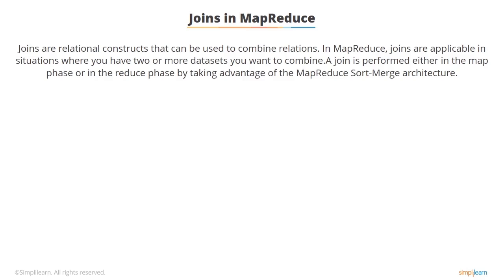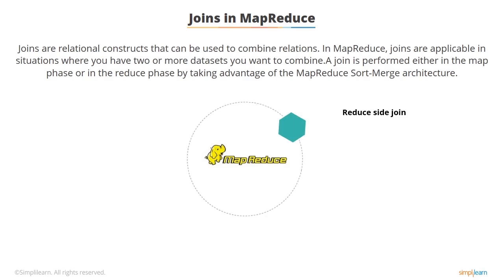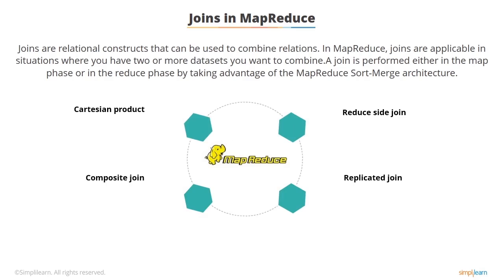Joins are relational constructs that can be used to combine relations. In MapReduce, joins are applicable in situations where you have two or more datasets you want to combine. A join is performed either in the map phase or in the reduce phase by taking advantage of the MapReduce sort-merge architecture. The various join patterns available in MapReduce are reduce side join, replicated join, composite join, and Cartesian Product.